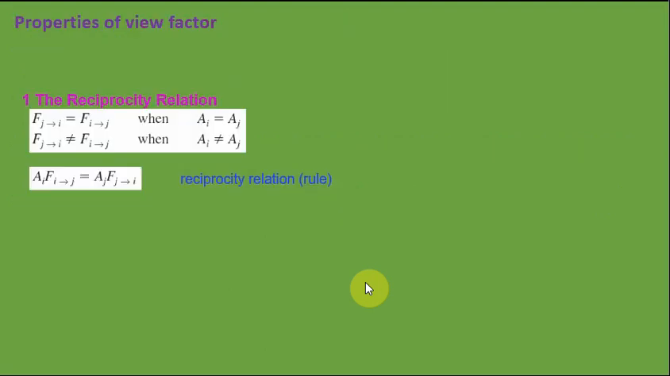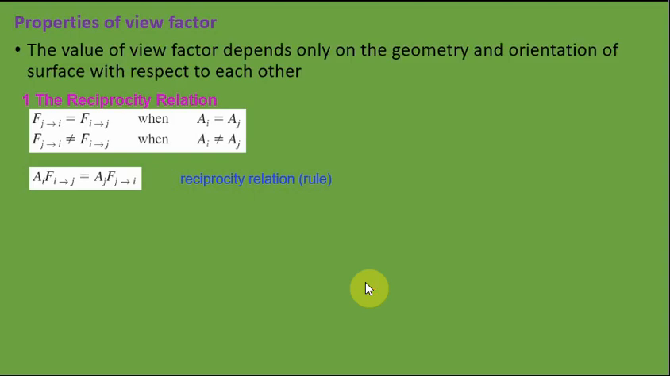First thing is, the view factor depends only on the geometry and orientation of the surfaces with respect to each other. So it is not a thermal property, it's only a geometrical property. The first theorem is the reciprocity relation.